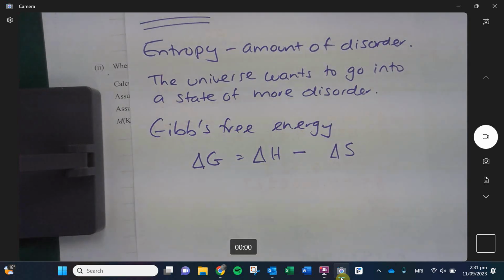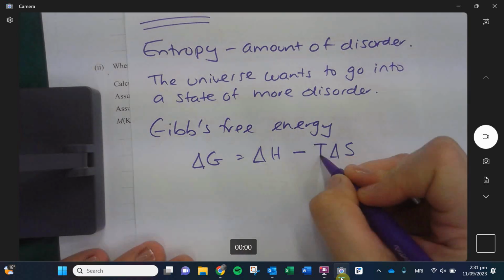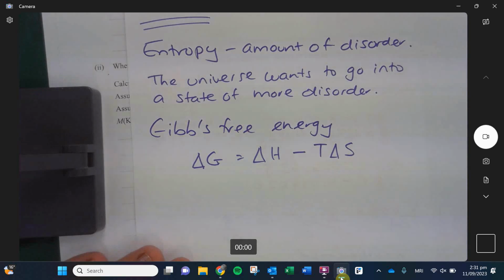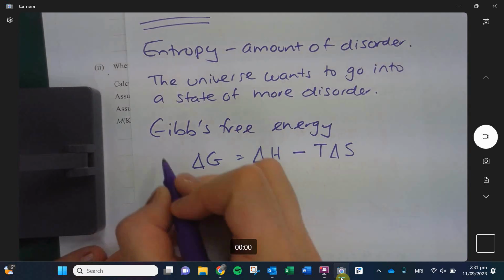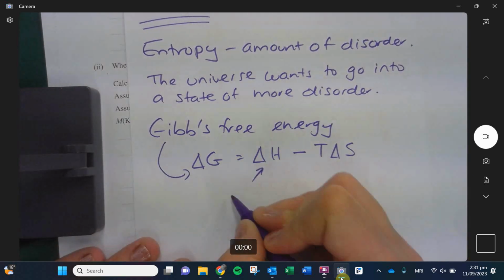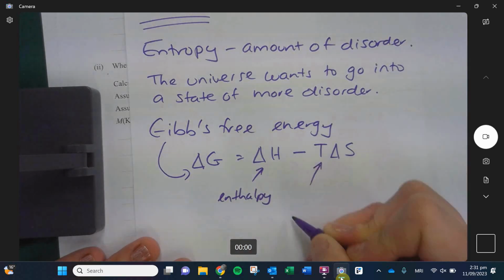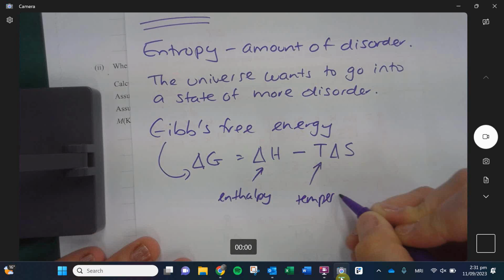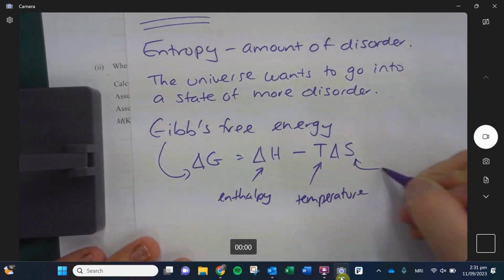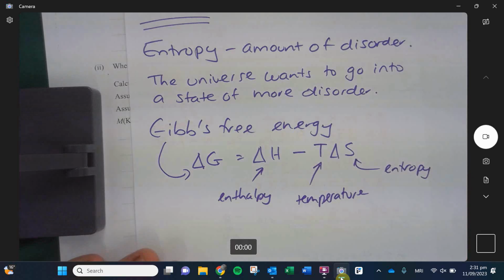Now, the thing to remember about Gibbs free energy is that it is dependent on the temperature of the reaction. So in some cases it could be spontaneous, in some cases it may not be spontaneous. So T comes into play over there. So that G is Gibbs, the H is your enthalpy, so the heat. The T is the temperature at which this reaction is occurring. And the S is referring to the entropy, or the amount of disorder that will occur.